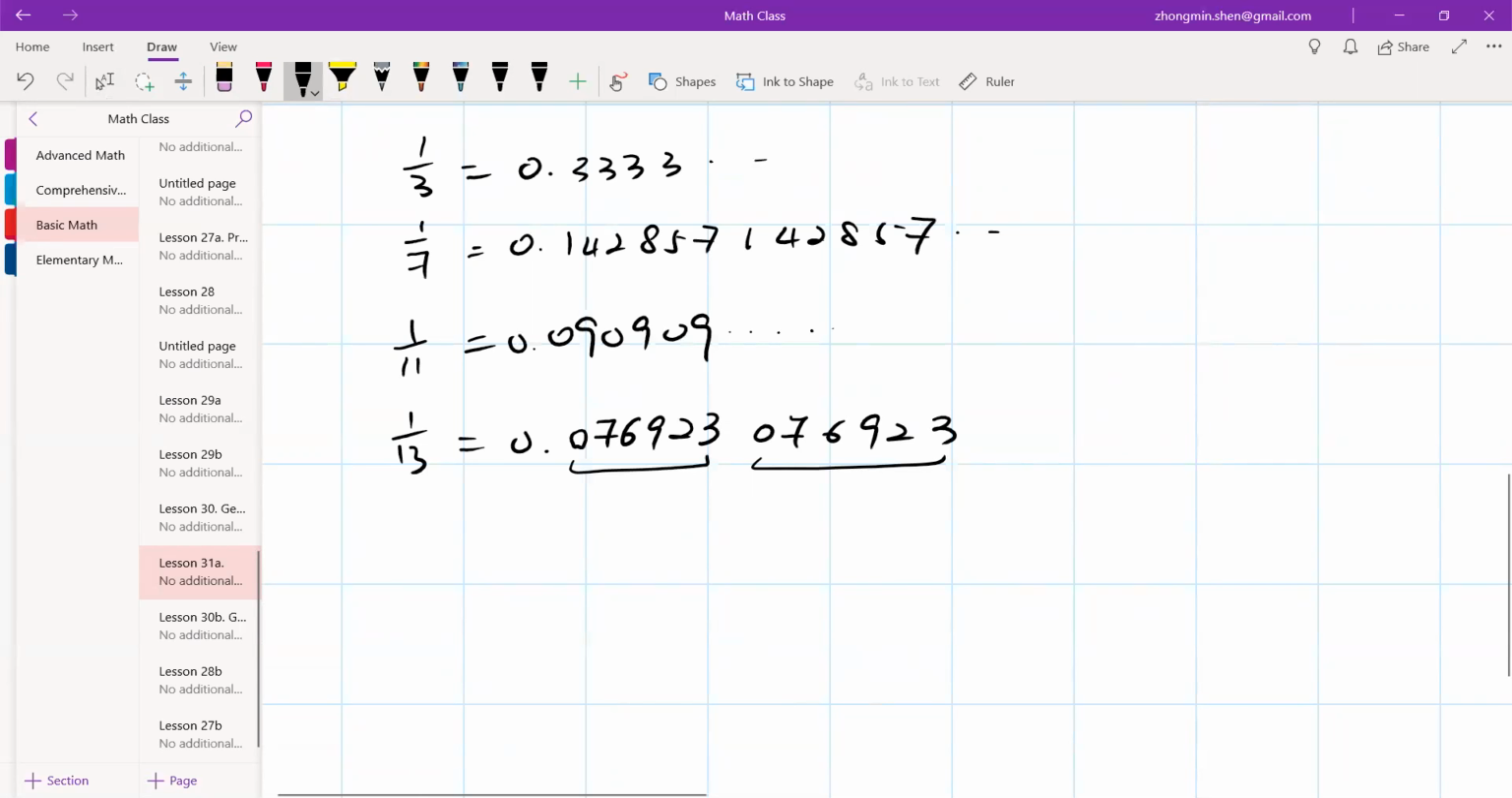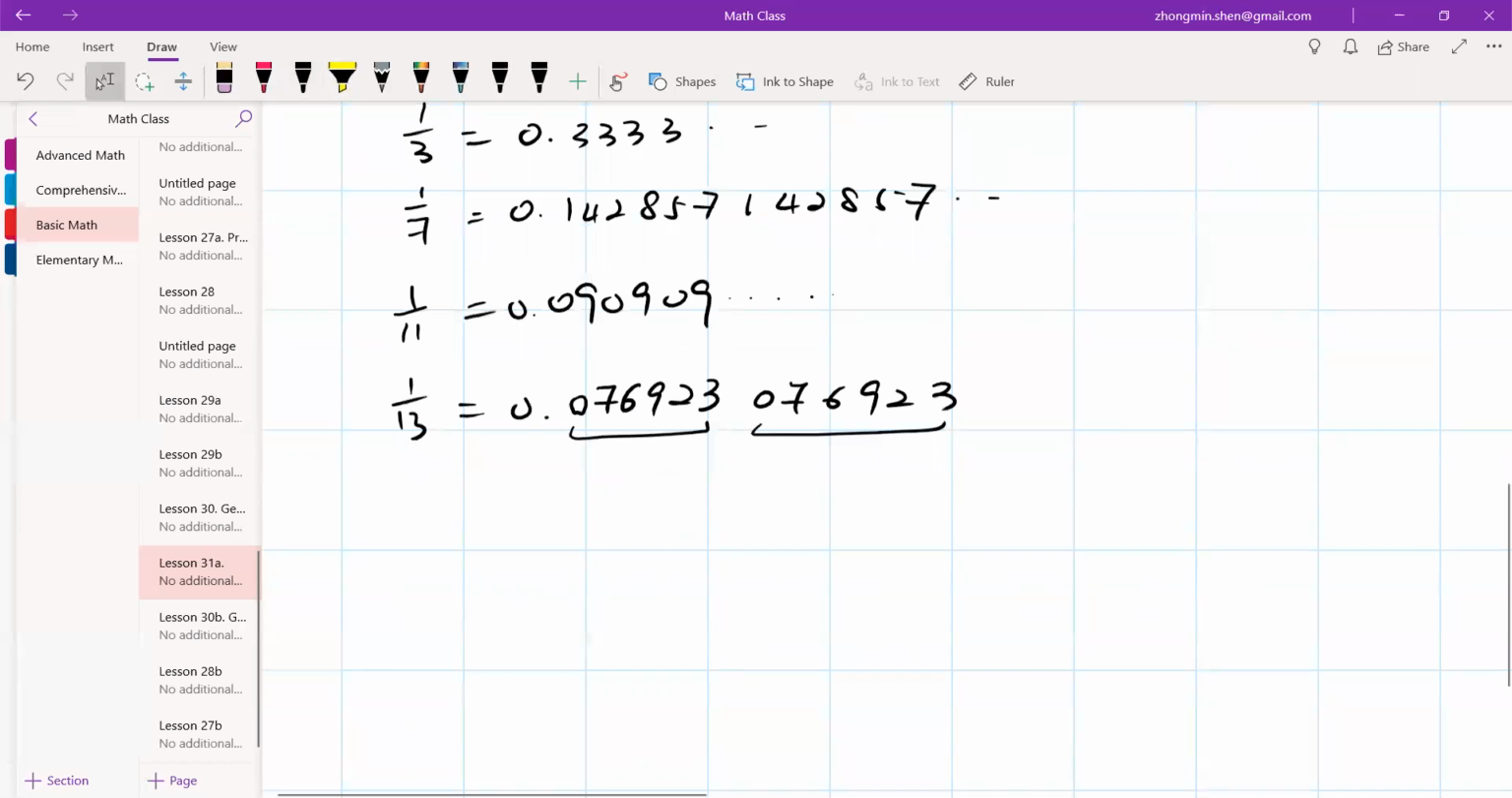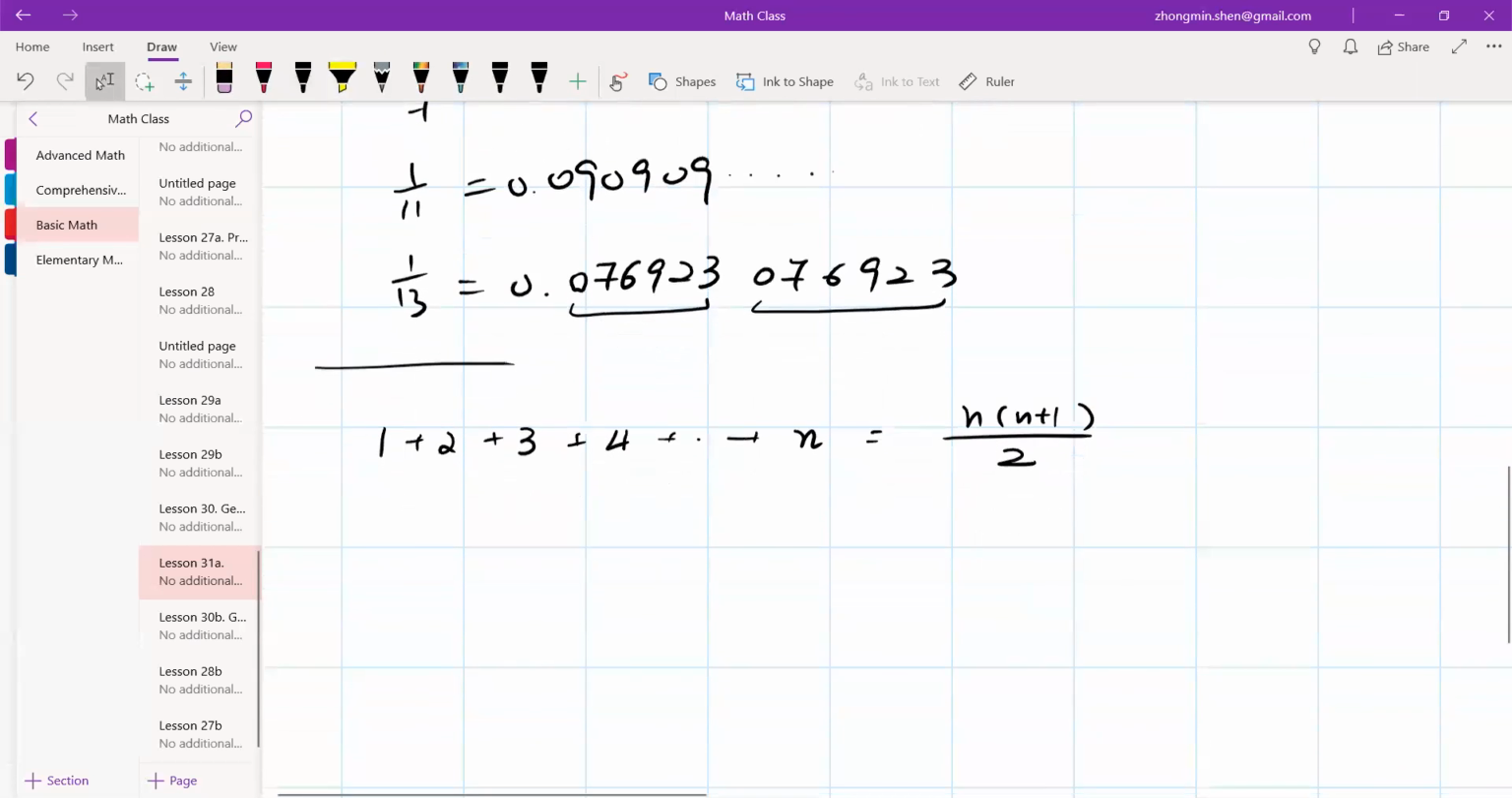Okay, so our next problem is to recall the formula. If you have 1 plus 2 plus 3 plus 4 all the way to n, this is going to be n times n plus 1 divided by 2. So everybody knows that. No problem.